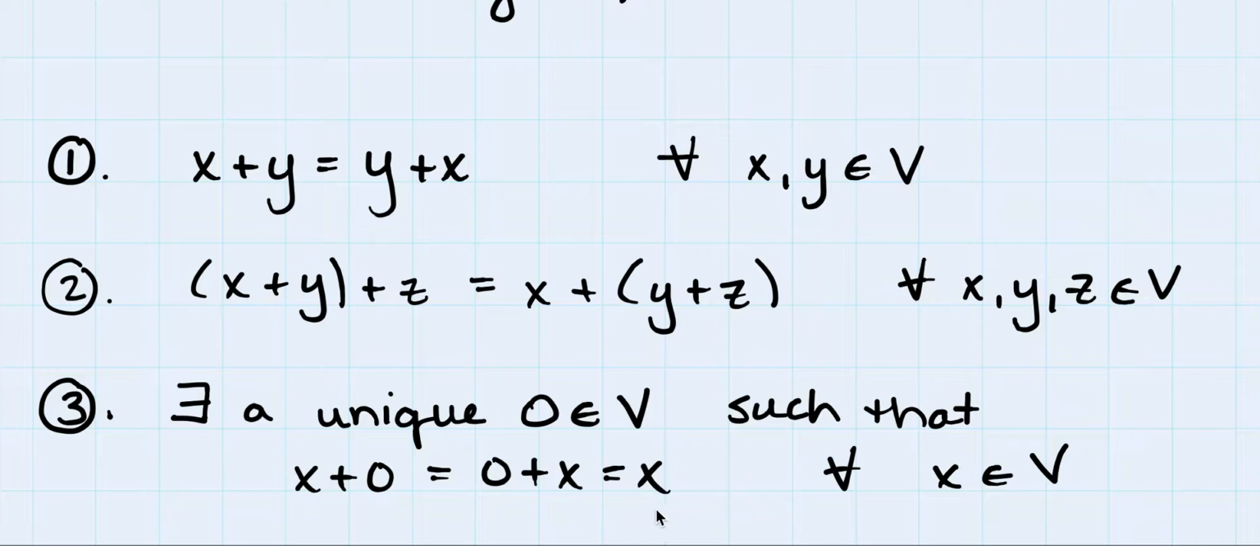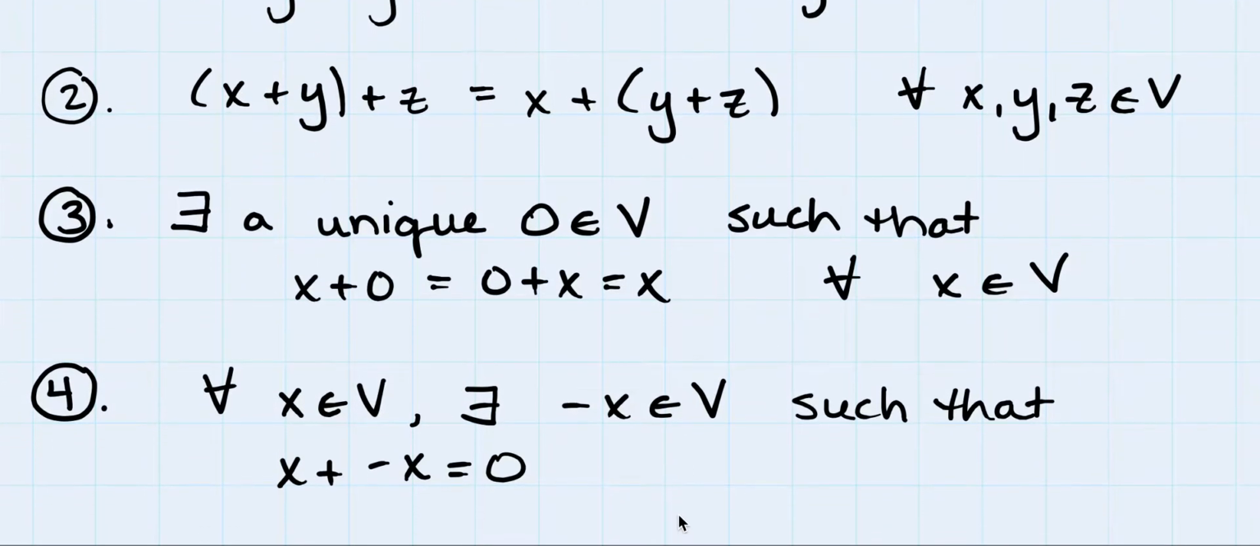The third property is you want an element called 0 in your set, and this element is unique, such that when you add x with that element, you get x back. The fourth property is for all vectors x in your set, you can find a vector, which we're going to call negative x, in your set, such that x plus negative x will give you that 0 vector.